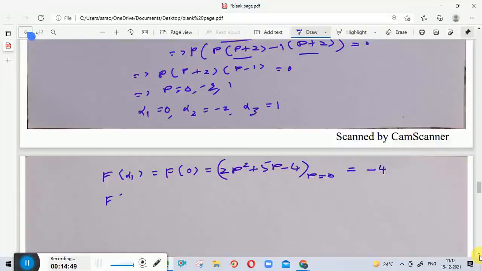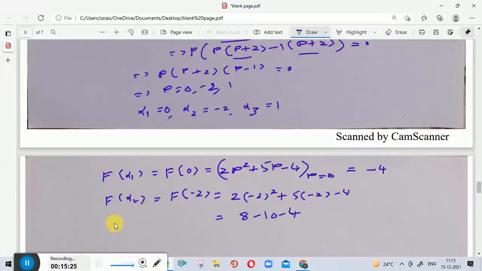Next, f of alpha 2. Alpha 2 is minus 2 here, right? So f of minus 2 is equal to 2 into... in f of p we have to substitute. f of p is 2p square plus 5p minus 4, right? Substituting, 8 minus 10 minus 4, that is equal to minus 6.